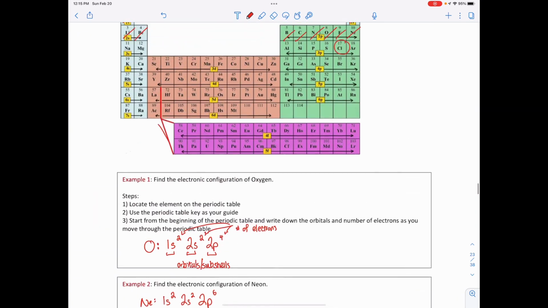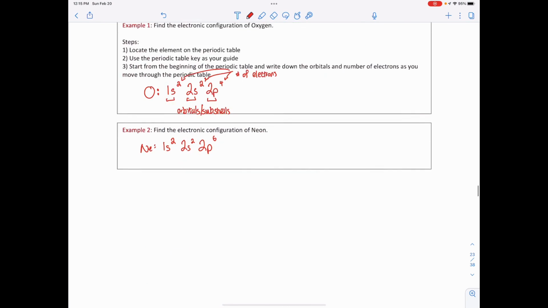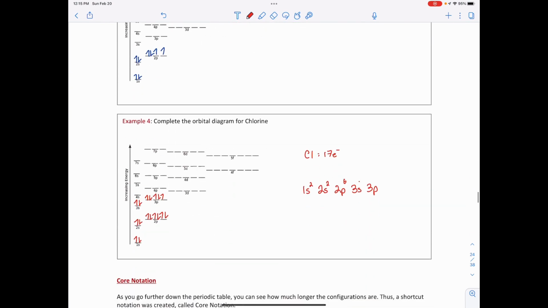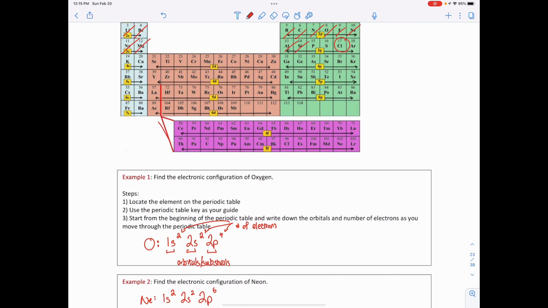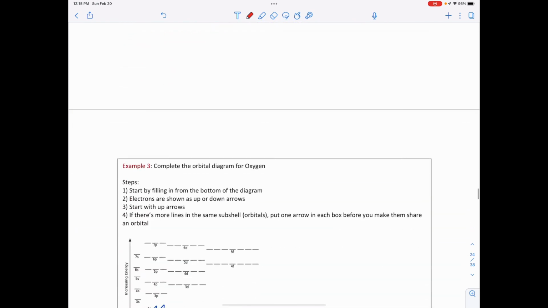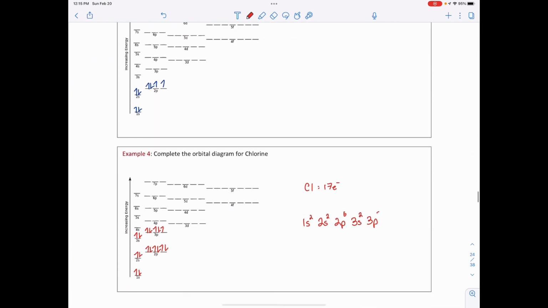For the 3s, I cross out 1, 2. And for the 3p, I'm going to cross out 1, 2, 3, 4, 5. Okay, and this matches the orbital or energy diagram.